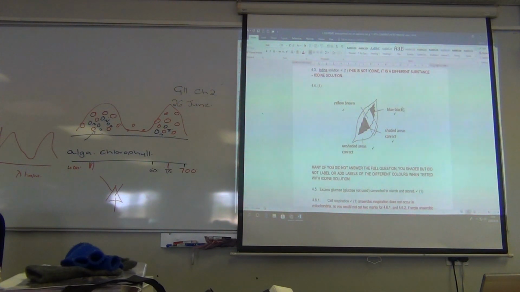So iodine solution turns blue-black. Nothing else. Blue-black. It's the only thing you're allowed to say. Blue-black. So that would have been in the regions where you shaded. And it's yellow-brown or red-brown or reddish-brown or yellow-reddish-orangey brown. I don't care what you say. In the unshaded regions.